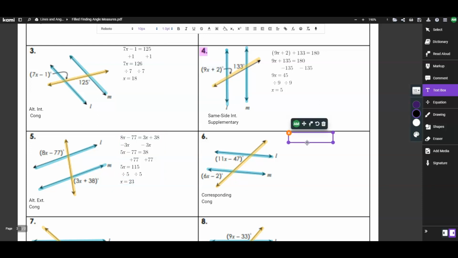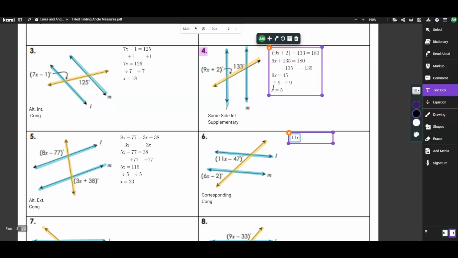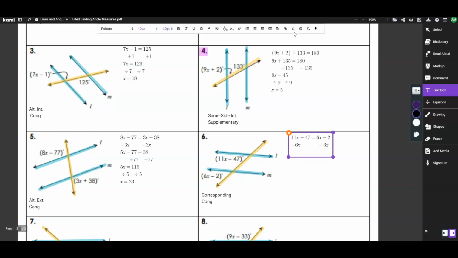Number 6 is going to be corresponding angles, which are congruent. So I'm going to have 11x minus 47 is equal to 6x minus 2. And then we're going to have subtracting the 6x from both sides. And if you're wondering how I'm spacing, again, backslash and space. Okay, and that means I'm going to have 5x minus 47 is equal to negative 2.